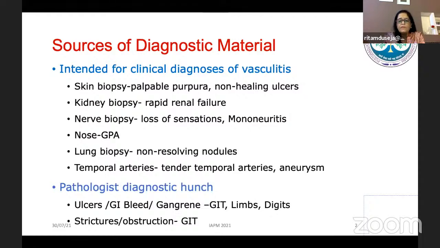But the scenarios where we pick up vasculitis based on our hunch are those where the clinicians are not expecting it, like when patients come with ulcer or GI bleed or a gangrene which is operated in emergency, and we get a length of bowel. Simply diagnosing gangrene or consistent with gangrene is not enough. That is the situation where we should try to pick up these vascular injuries, because that becomes very important, which I shall talk about, how it matters. Sometimes we pick up these lesions at a later stage, when there is already a stricture or obstruction, for example in the GI tract. Those are the situations where it will be the pathologist's hunch to pick up the cause of those strictures or obstruction.